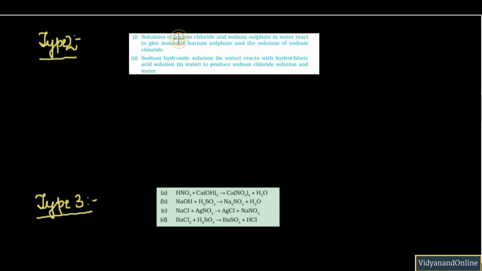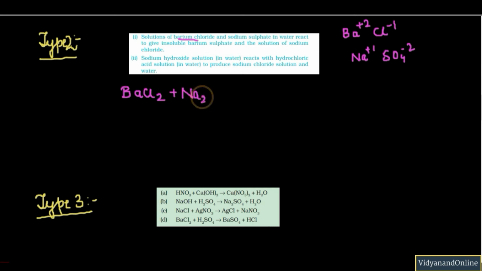Okay, so now this is barium chloride. Barium chloride, we know it is Ba plus 2 and Cl minus 1, so it comes out to be BaCl2, plus sodium sulfate. We know that Na is plus 1 and SO4 is minus 2, so it comes out to be Na2SO4, which gives you barium sulfate.